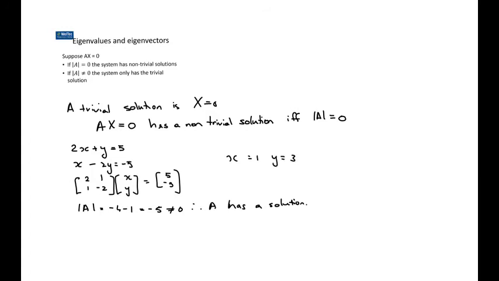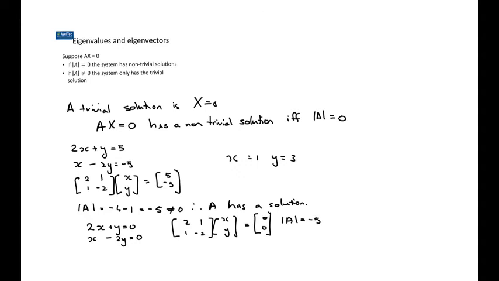Here's another example. 2x plus y equals 0, and x minus 2y equals 0. The determinant is still equal to negative 5, but in this case b is equal to 0, so there's a trivial solution of x equals 0, y equals 0.